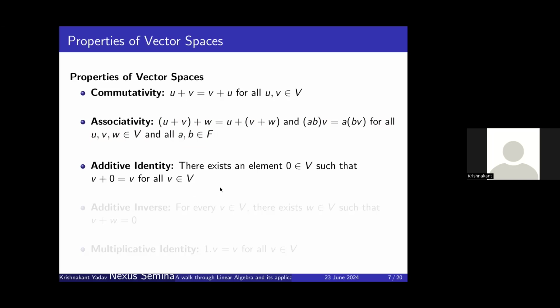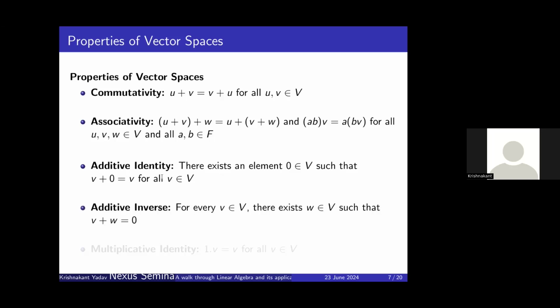There exists an element 0. If we consider 0 belonging to the vector space V, then the additive identity of v plus 0 should be equal to v. So v plus 0 should be v; if we add 0 to a vector, it should be the same.